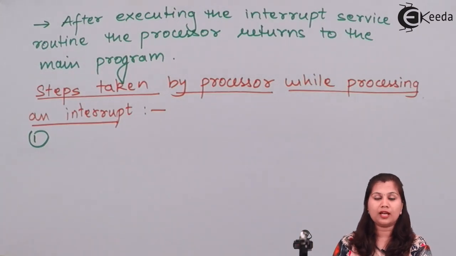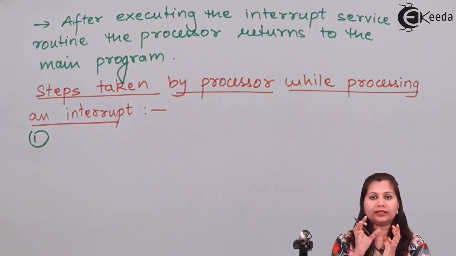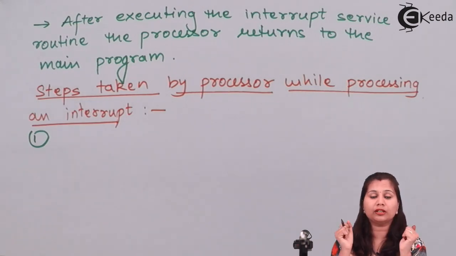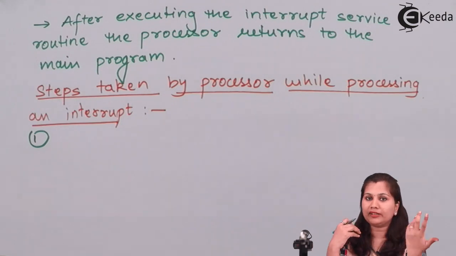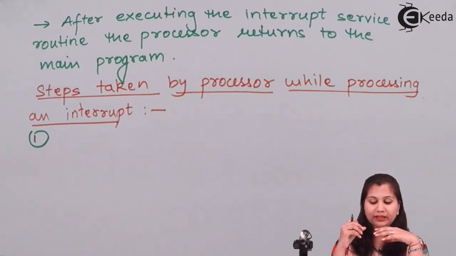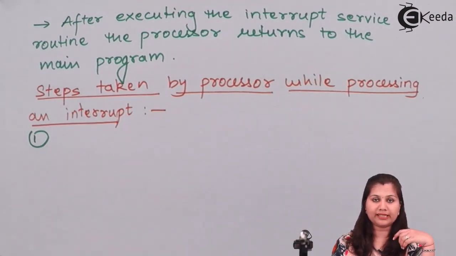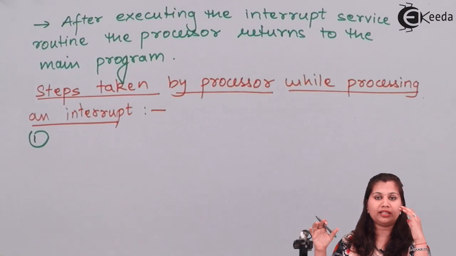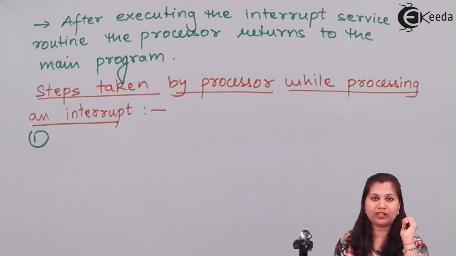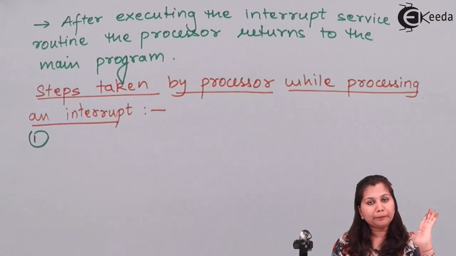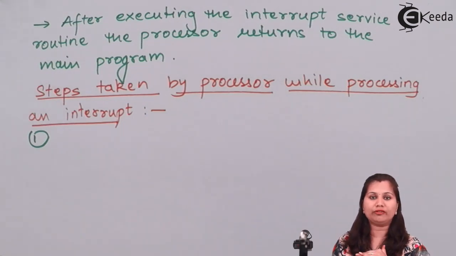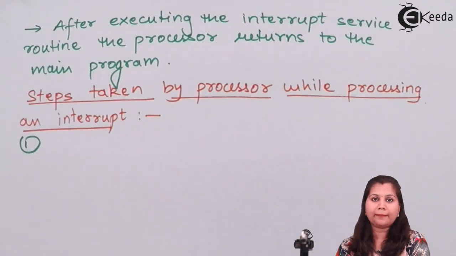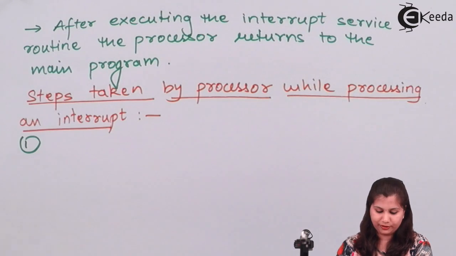Instructions have an instruction cycle, meaning the time taken to complete the execution of an instruction. In that instruction cycle we have various machine cycles and T states. Suppose the processor is interrupted at the second machine cycle, but it takes 4 machine cycles to complete the current instruction. It will first complete the execution of that instruction, and only then go to the next step. So the first step is to complete the execution of the current instruction.